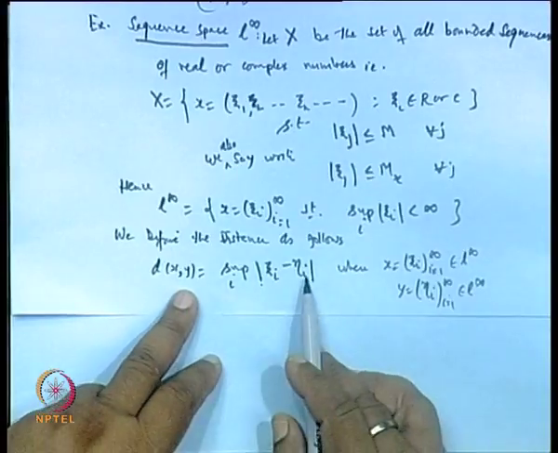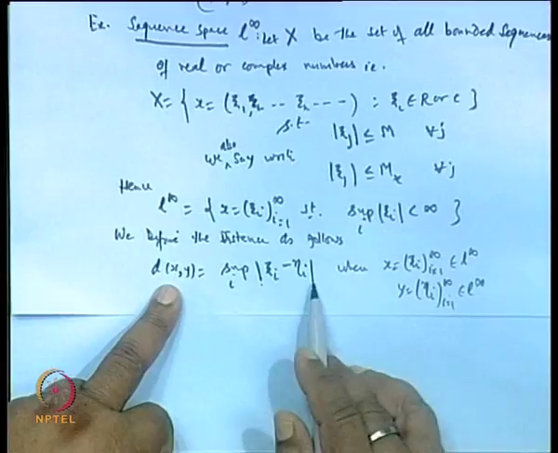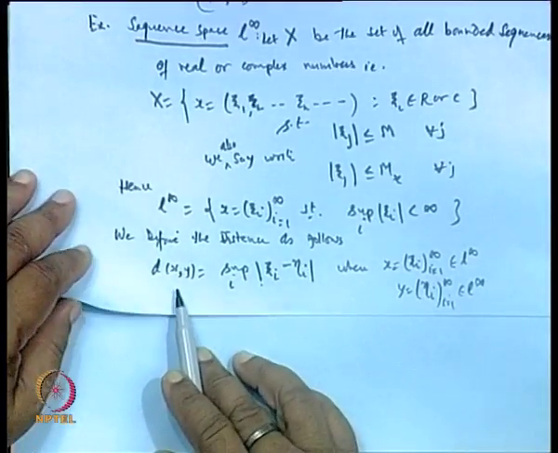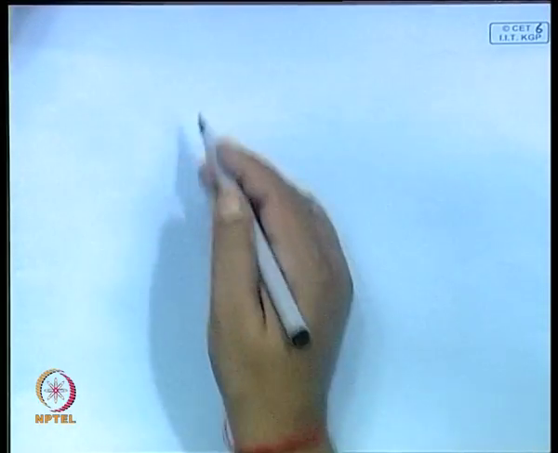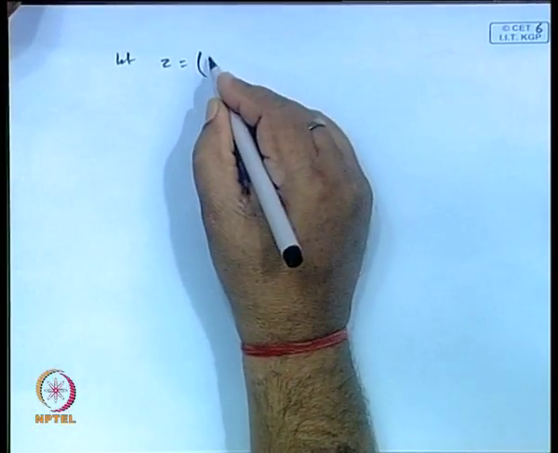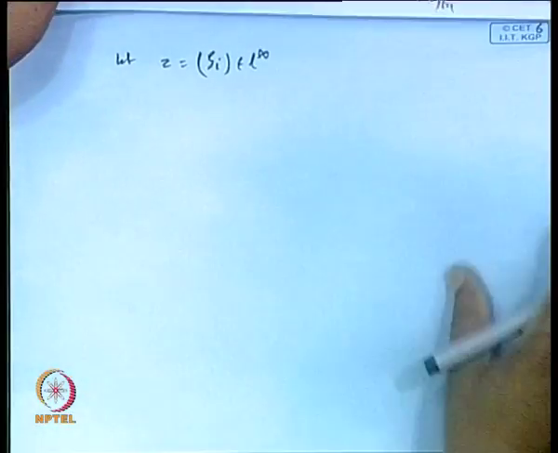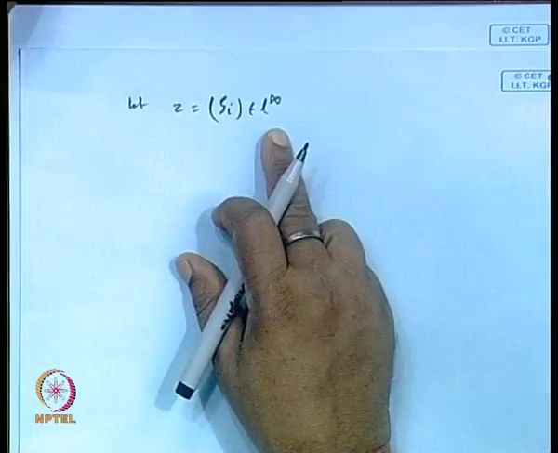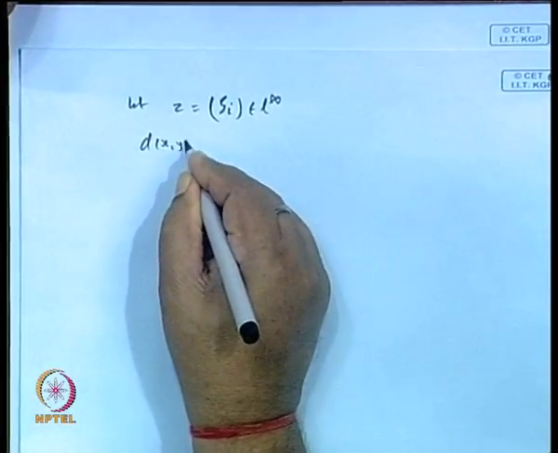Then d of x, y is the same as d of y, x, because there is nothing to prove, we are just interchanging and the modulus is there. So, the negative sign will be taken care of. Then d of x, y is less than or equal to d of x, z plus d of z, y. So, let us consider a point z, suppose z = (ζ_i) belongs to l-infinity.